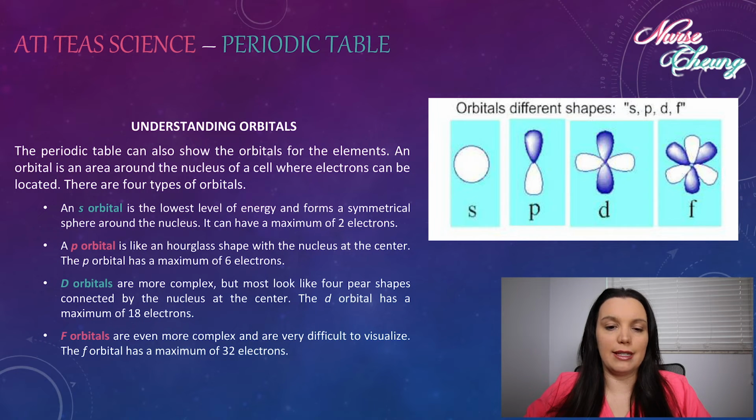A p orbital is like an hourglass shape with the nucleus at the center. The p orbital has a maximum of 6 electrons. D orbitals are more complex, but most look like 4 pear shapes connected by the nucleus at the center. The d orbital has a maximum of 18 electrons. F orbitals are even more complex and are very difficult to visualize. The f orbital has a maximum of 32 electrons.